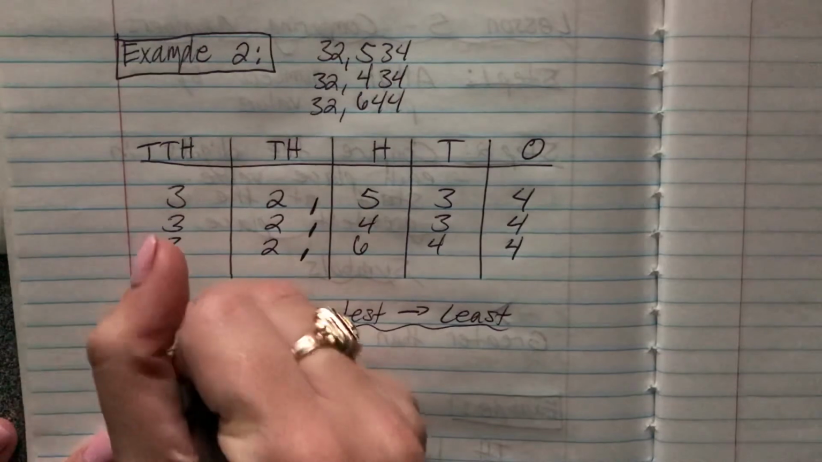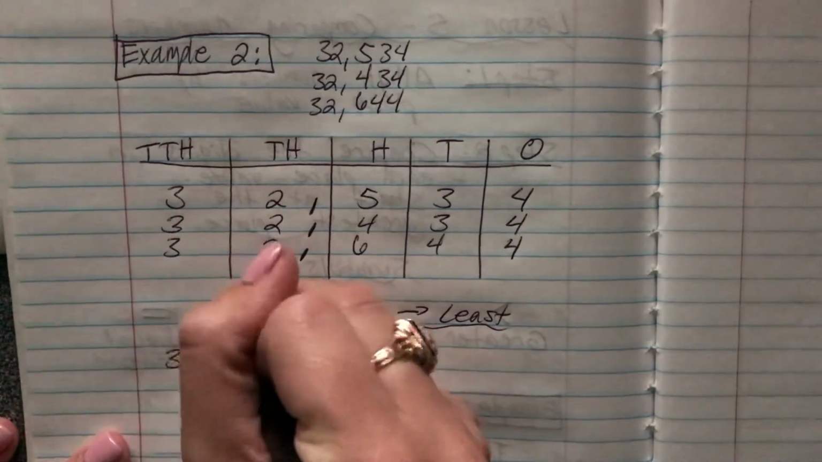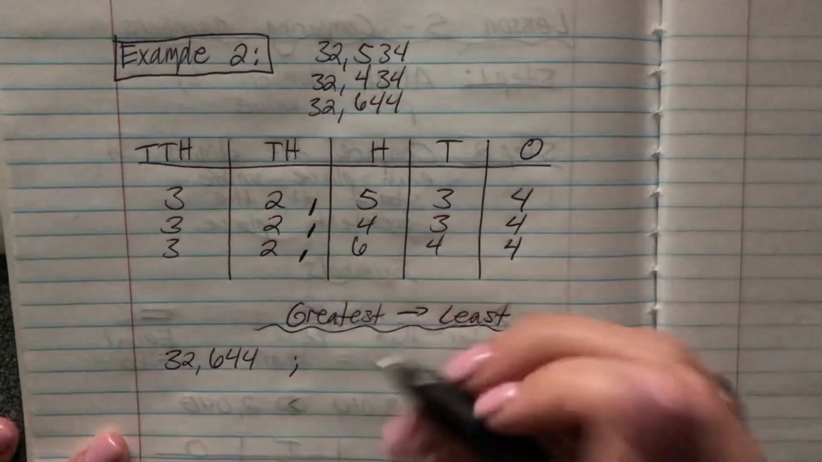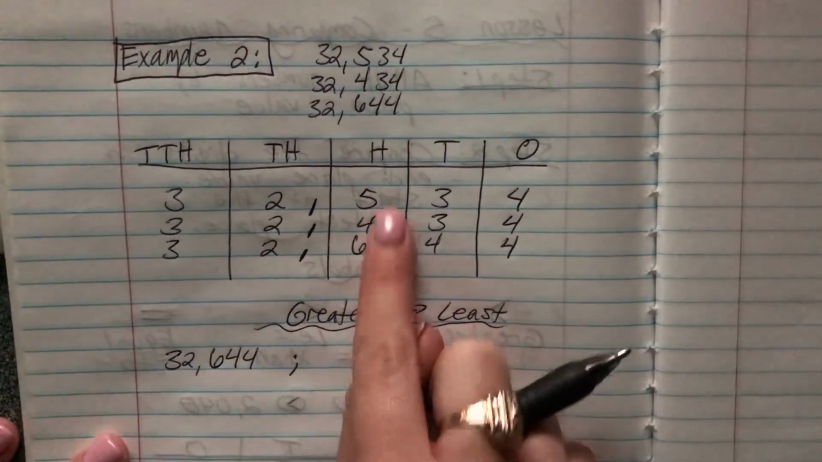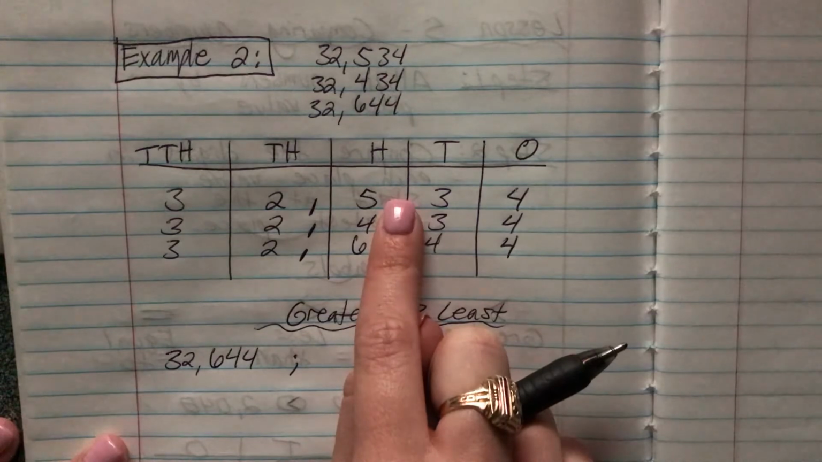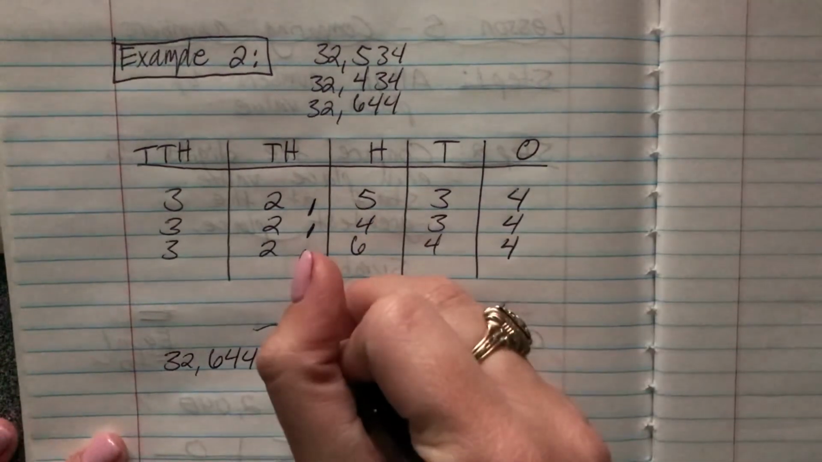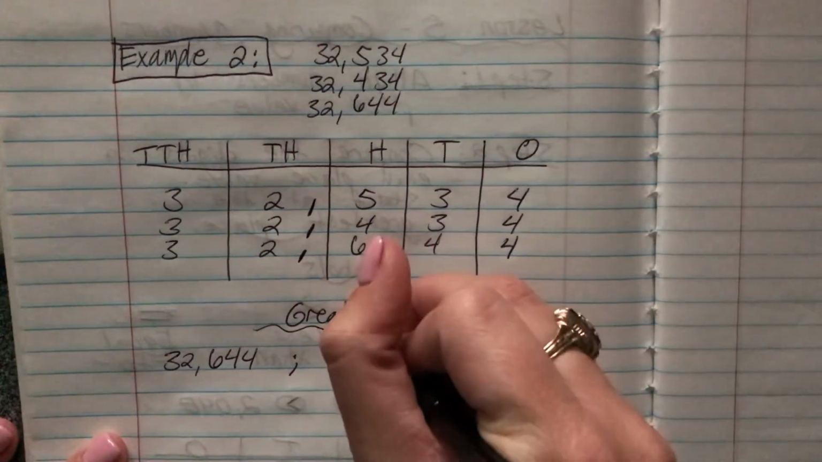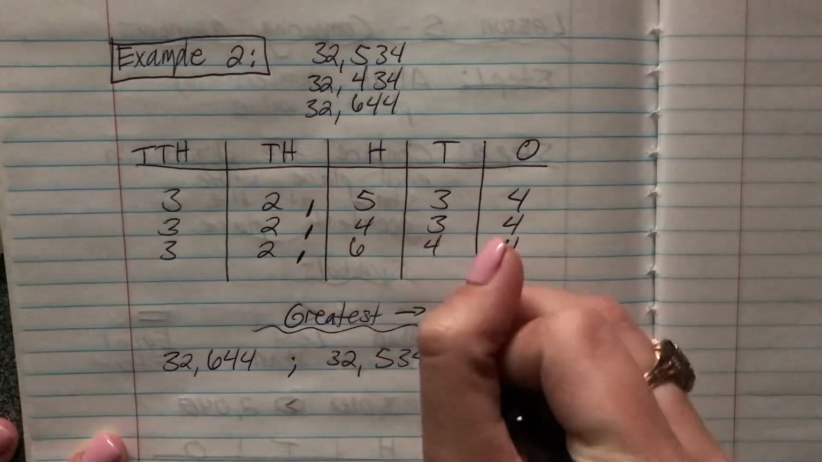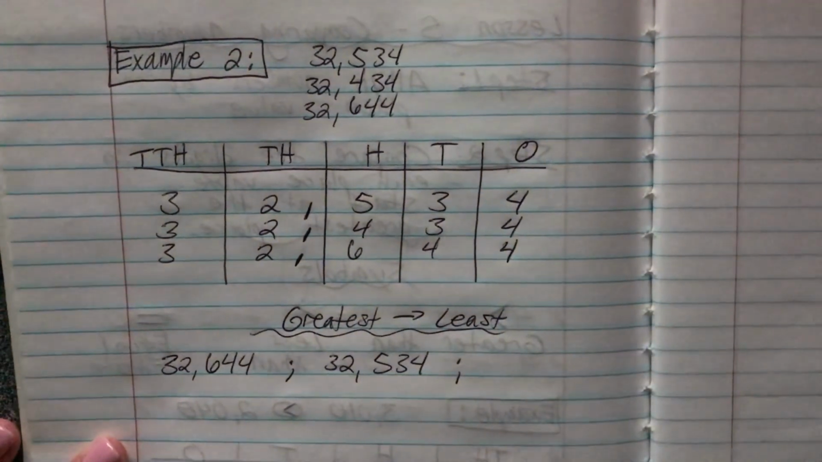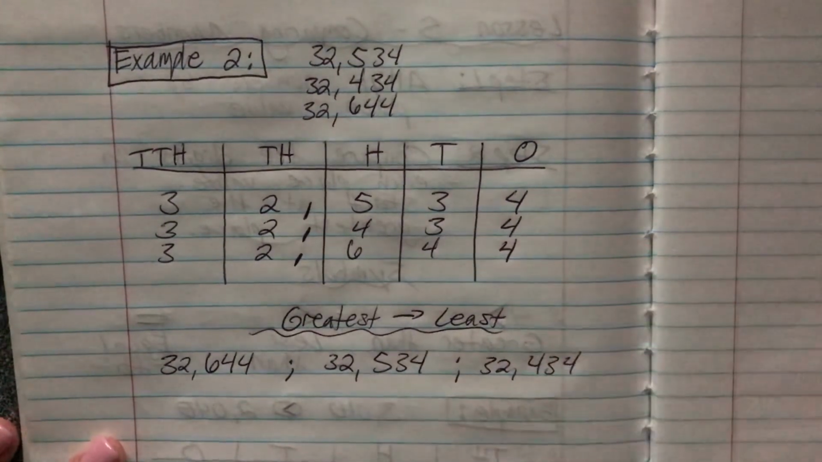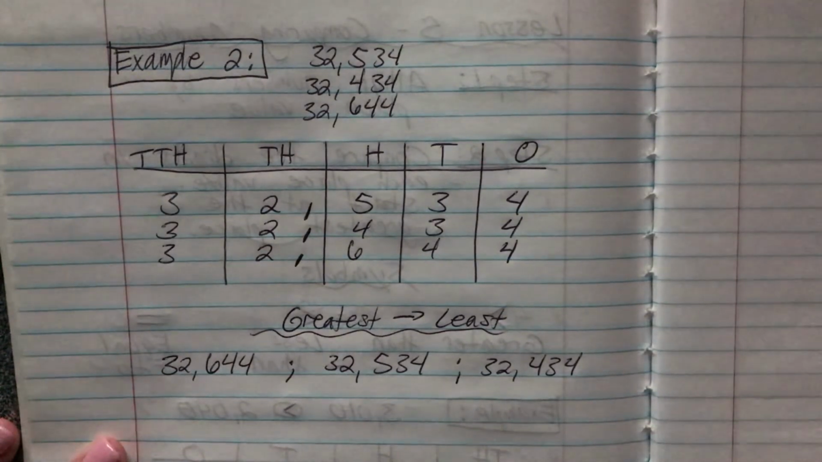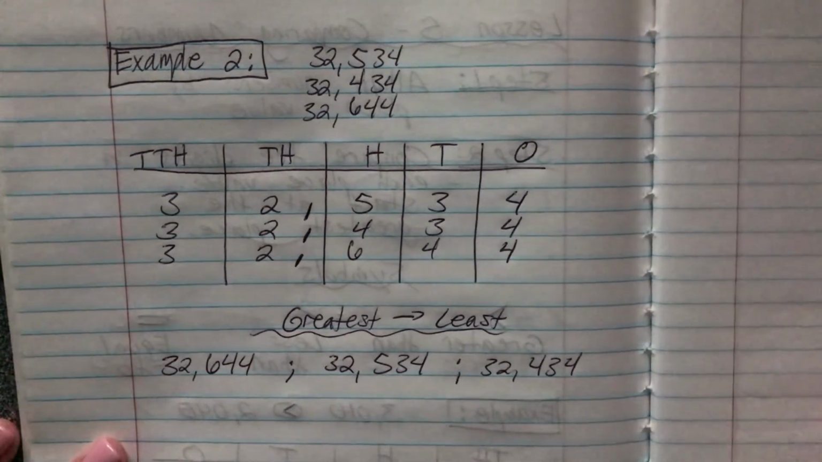So the first number we're going to have is 32,644. Once that number is gone, we now have it between our 5 and our 4. Between 5 and 4, we know that 5 is going to be greater. So the next number we're going to put in order is 32,534. And then since we have 2 out of the 3 numbers gone, we only have 1 more to work with, which is 32,434.